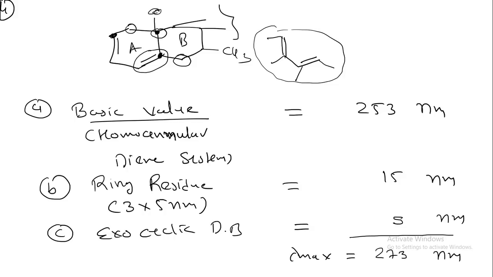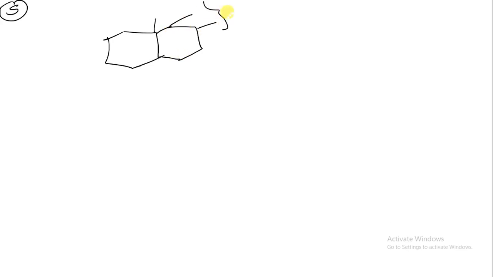Next one. Now let us understand one more example, the fifth one. Suppose I am drawing the structure over here. This is a ring. I am also having one substituent over here. There is a second ring present over here. This is a side chain that we do not have to consider. Now there is a double bond present over here, and a double bond present over here.